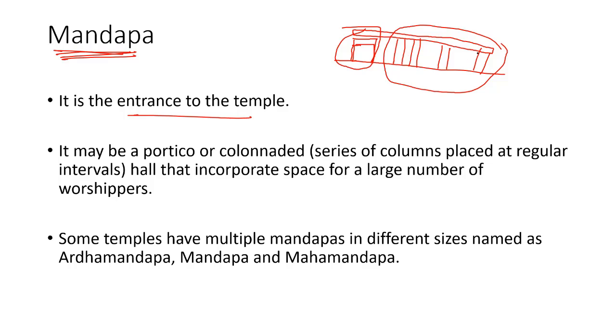Mandapa is a portico, a portico supported with pillars. What is a portico? In Hindi, it is called Chhajja. So what is Mandapa? It is an entrance to the temple. It is like a portico standing with the support of pillars at regular intervals, with an empty space where devotees can sit, pray, meditate and worship the God.